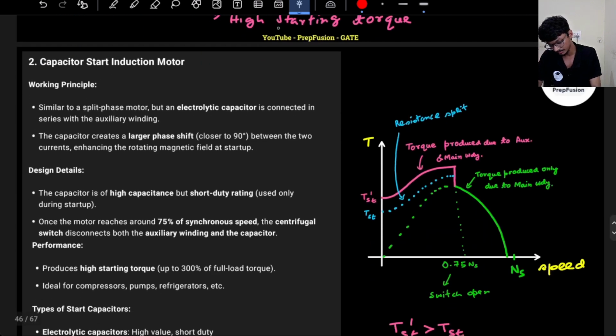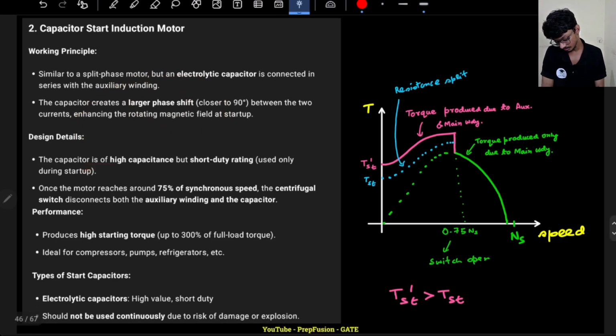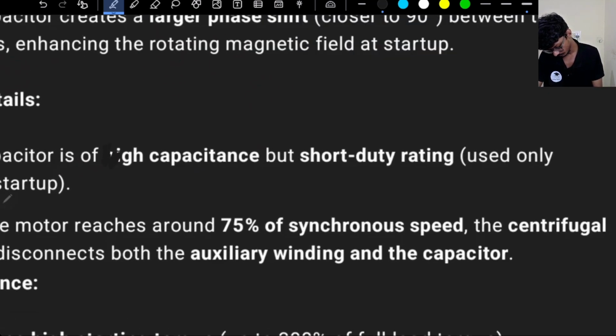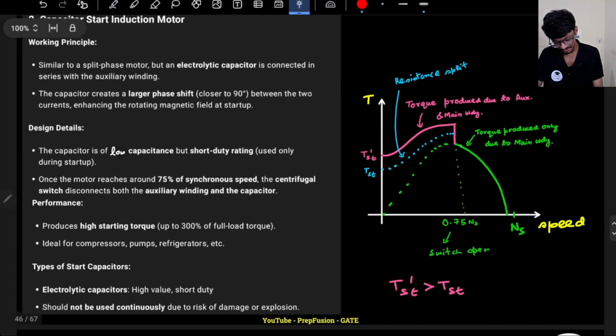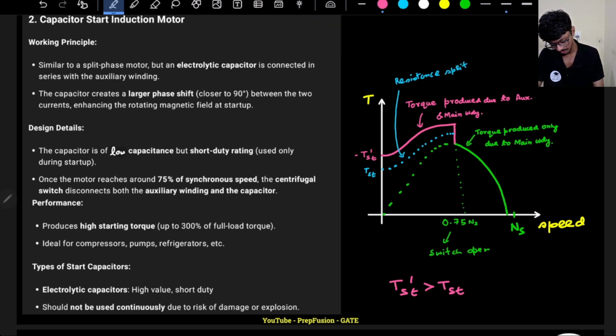Similar to the split phase motor, an electrolytic capacitor is connected in series. The capacitance creates a larger phase shift closer to 90, because sin 90 is 1. That is the main purpose between the two currents, enhancing the rotating magnetic field. The capacitor is, sorry, this will actually be a low value. There is a typo here, because the reactance will be higher. So once again the same thing, I will get high starting torque. The graph behavior will be almost the same, but the starting torque will be much higher than the previous.